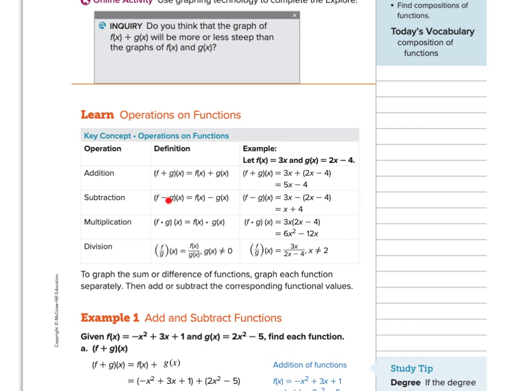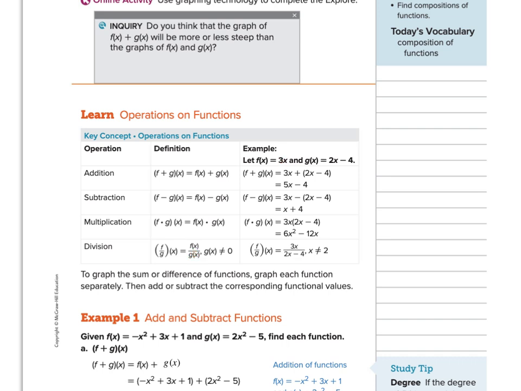Subtraction would be f minus g of x, which is telling us f of x minus g of x. Here we have f times g of x, so it would be f of x times g of x. And then here we have the quotient, f divided by g of x, so you have f of x divided by g of x. And of course they tell you g of x cannot be 0, because that would give us a 0 in the denominator, which is not possible because that would be considered undefined.